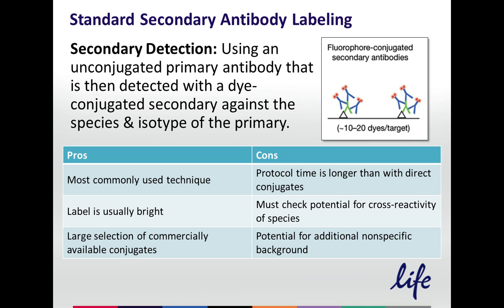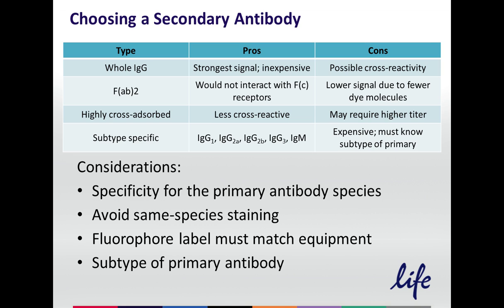I'm going to go back 1 slide here and talk about choosing the secondary antibody. Now, how do you choose a secondary antibody? Well, there are a number of different types for certain usages. The most common is a whole IgG. That's at the top of the list there. This gives the strongest signal. It's the least expensive. There is some possibility for cross-reactivity, but most of the secondary antibodies that you'll use are of a whole IgG type, and those are conjugated with the dye, right?